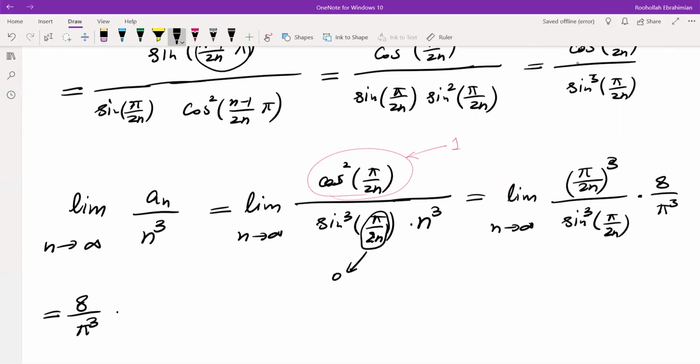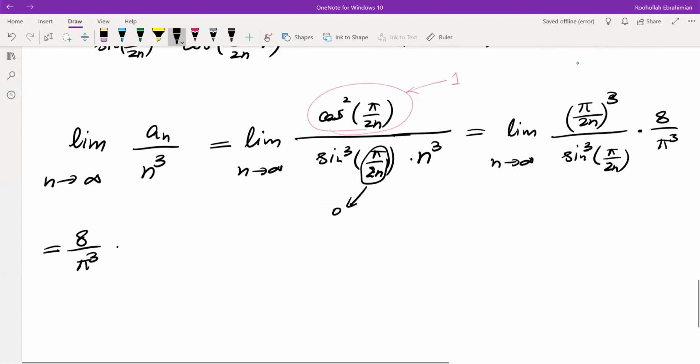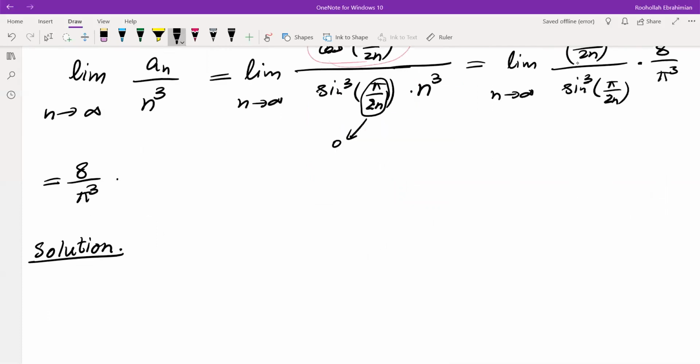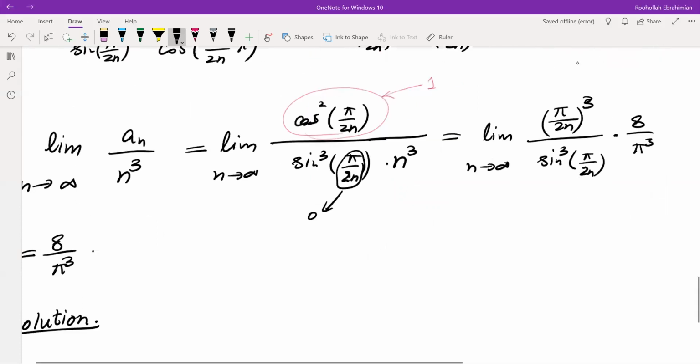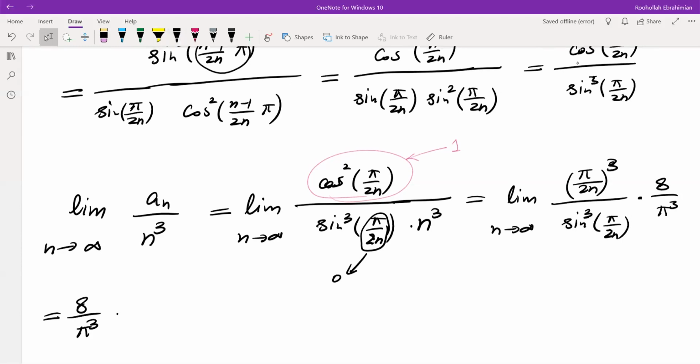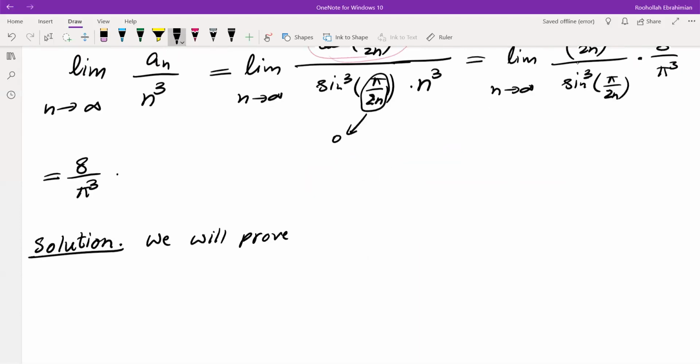Okay, so this is how you get the solution. But I do also want to go over how to write down the solution. So I'm going to write down my final answer here. We will prove the limit of a_n over n cubed is equal to 8 over pi cubed as n goes to infinity. So that's the first thing I'm going to do: just write down exactly what I'm going to prove.